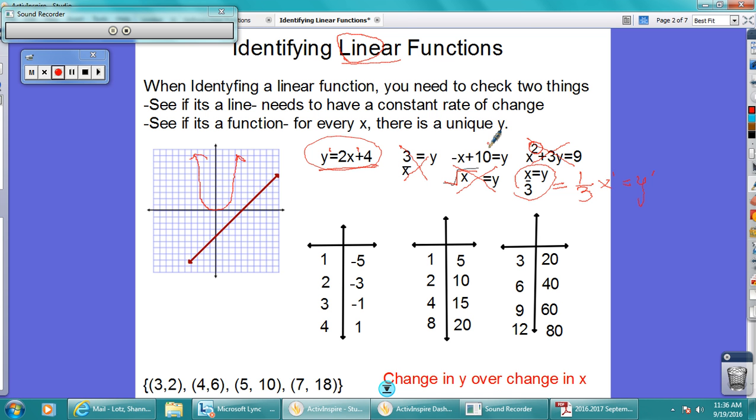It's a function. It's also a linear function. That's what I should have asked you. Is it a linear function? Yes, it is a linear function. It has x to the power of 1 and y to the power of 1. It is a linear function.